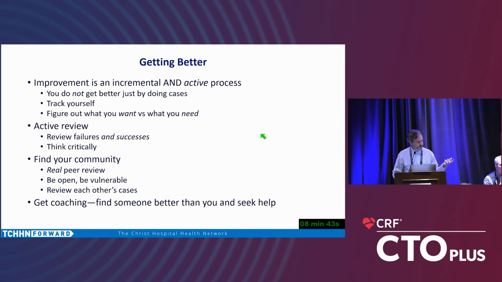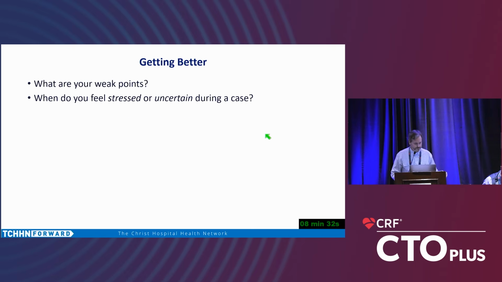And if you know somebody that's better than you, ask them for help. Take your ego out of it. And it doesn't matter if they're 5 miles away or 500 miles away or 5,000 miles away. We're all in this together.